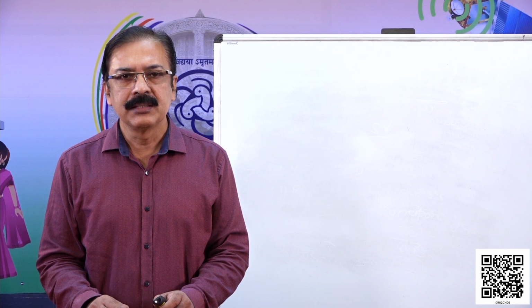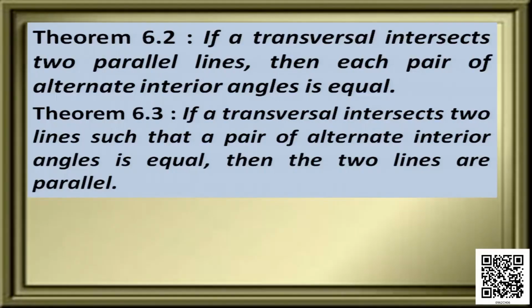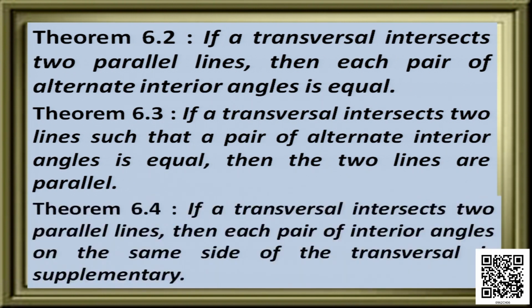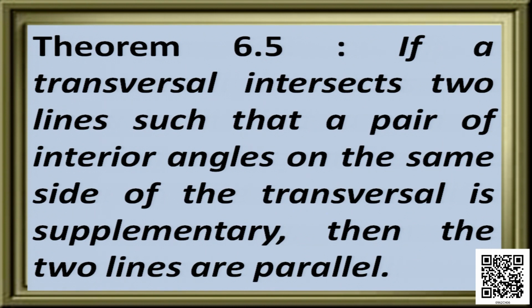And its converse is: if a transversal intersects two lines such that a pair of alternate interior angles is equal, then the two lines are parallel. And the third one is: if a transversal intersects two parallel lines, then each pair of interior angles on the same side of the transversal is supplementary. And its converse is: if a transversal intersects two lines such that the interior angles on the same side of the transversal are supplementary, then the two lines are parallel.